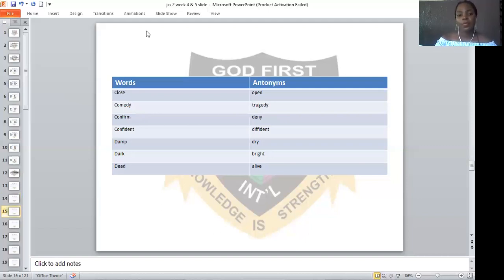Close, open. Comedy, tragedy. Confirm, deny. She confirmed the allegations that were levied against her. She denied the allegations that were levied against her. Confident, diffident. Damp, dry. Dark, bright. Dead, alive.